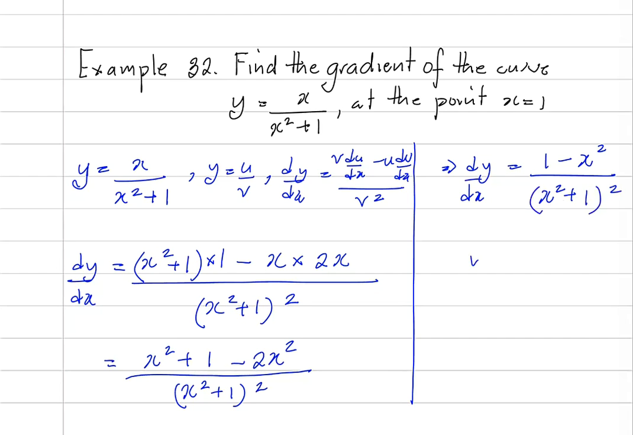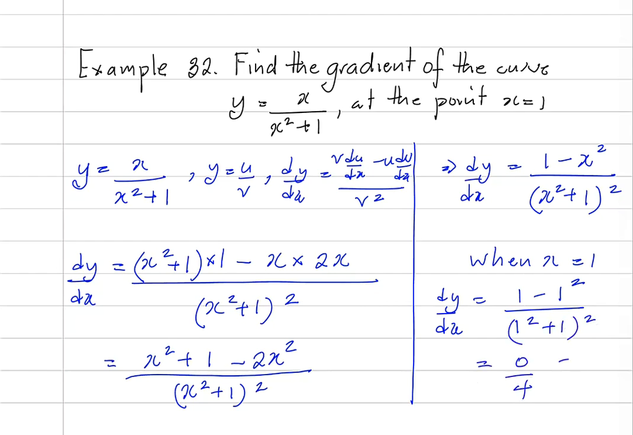Then we can say when x is equal to 1, dy by dx would be equal to 1 minus 1 squared over 1 squared plus 1 squared. So at the top we have 0, at the bottom we have 4. So this is still 0. So when x is equal to 1, dy by dx is equal to 0.